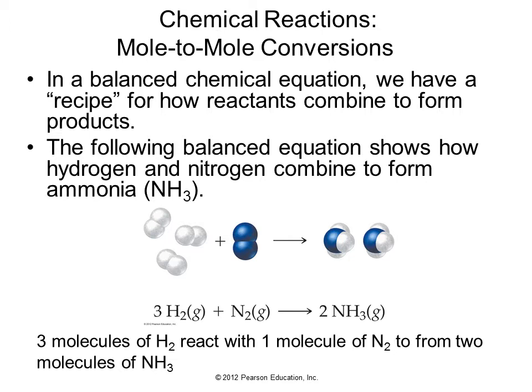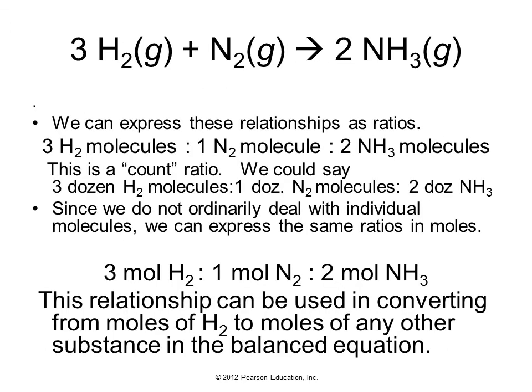Chemical reactions, mole-to-mole conversions. In a balanced equation, we have the recipe for how reactants combine to form products. Consider the following: hydrogen and nitrogen combining to form ammonia. The balanced equation shows that 3 molecules of hydrogen react with 1 molecule of nitrogen to form 2 molecules of ammonia. We can express these relationships as a ratio. There are 3 hydrogen molecules to 1 nitrogen molecule to 2 ammonia molecules.